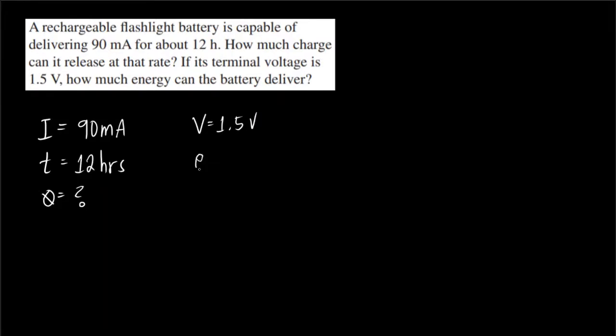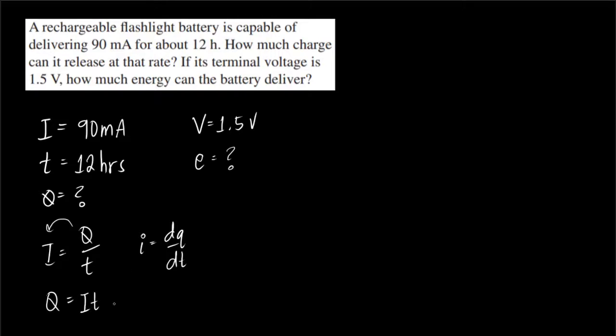I'll just put E for energy. Okay, so we have here I, T, and Q. Go back to the previous video and remind yourselves that I is equal to charge per time, or basically I equals dQ over dt. That's fine. What's important is that we find Q. So let's play with this equation. Transpose the Q, so that becomes Q is equal to I times T.